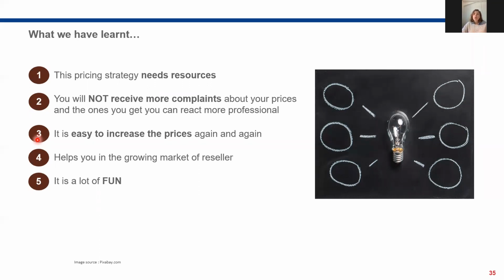It helps you in the growing market of resellers. I think you all know this. We have more resellers selling our tickets, and it helps us to get more revenue from this part. And to be honest, I hope you can feel it. It's fun. I love it. It's really nice to talk about flexible prices and to work with them, because I think it's about guest orientation. Okay, that was my part.